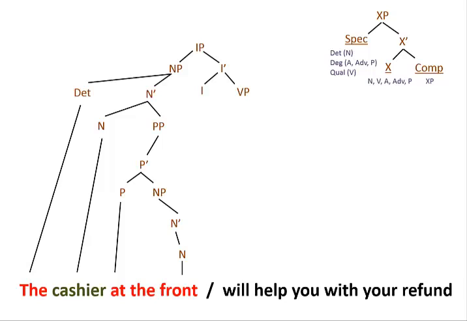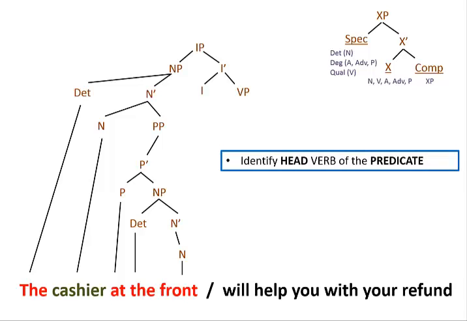Then we see there's a word in front, which must be specifier. Specifier always branches down from the phrase level. Specifiers are always determiners, degree words, or qualifiers. And in a noun phrase, it has to be a determiner and nothing else. Okay, now we move on to the predicate.